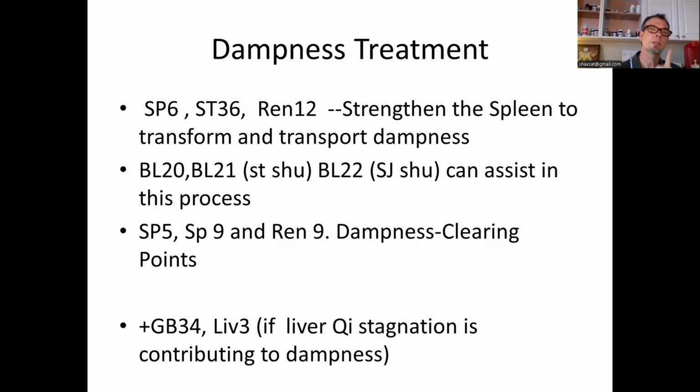Spleen 5, spleen 9, both are good points for working with dampness, as well as CV9. They're all dampness clearing points. GV34 and liver 3 are a good combination, especially when you're starting to see accumulation in the abdomen area. Qi accumulation, also fluid accumulation. It helps move that out.